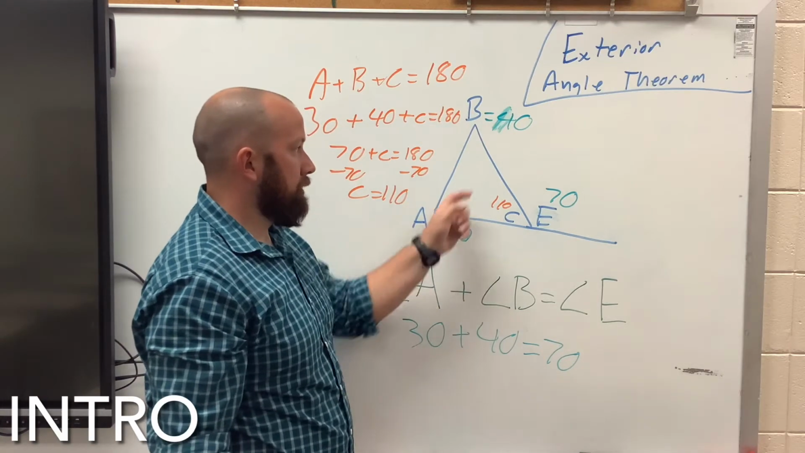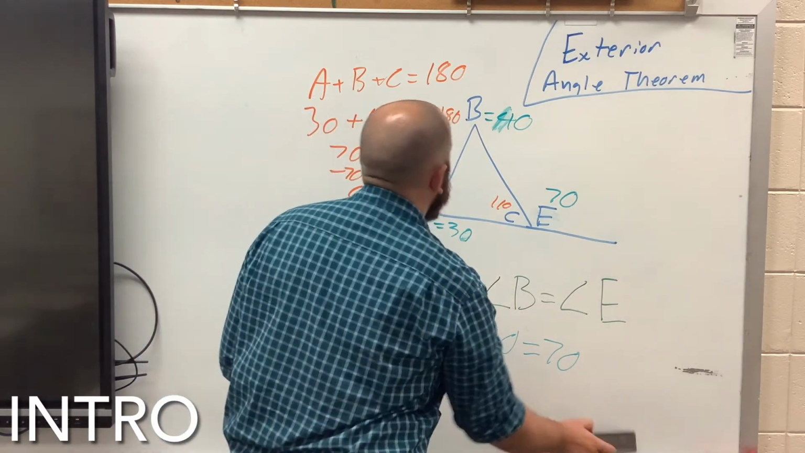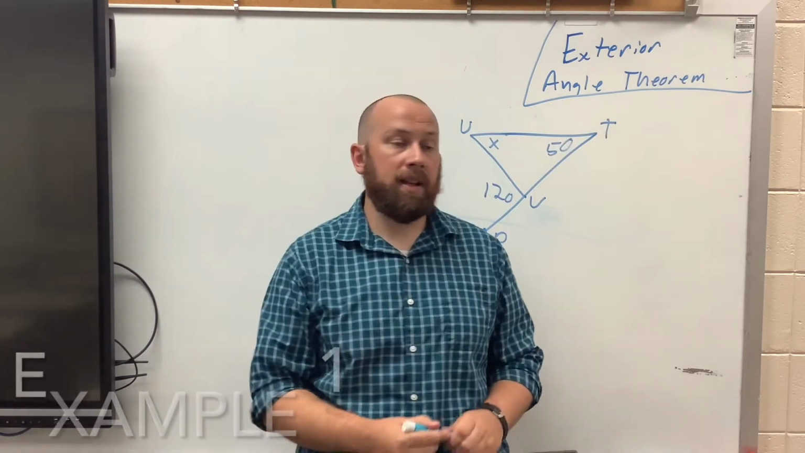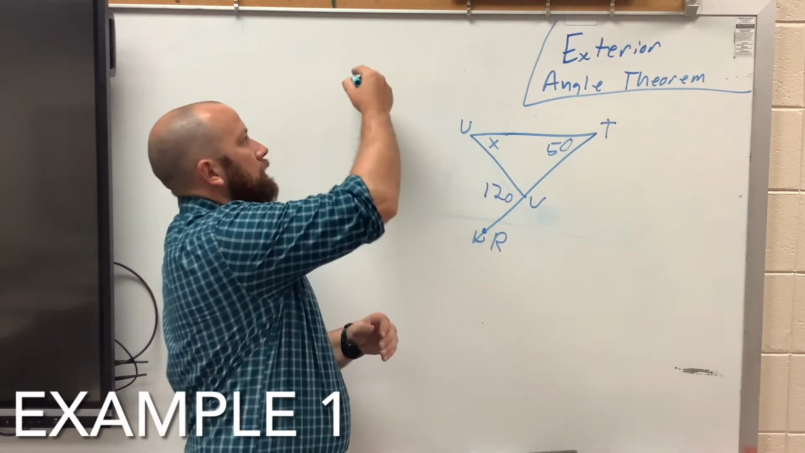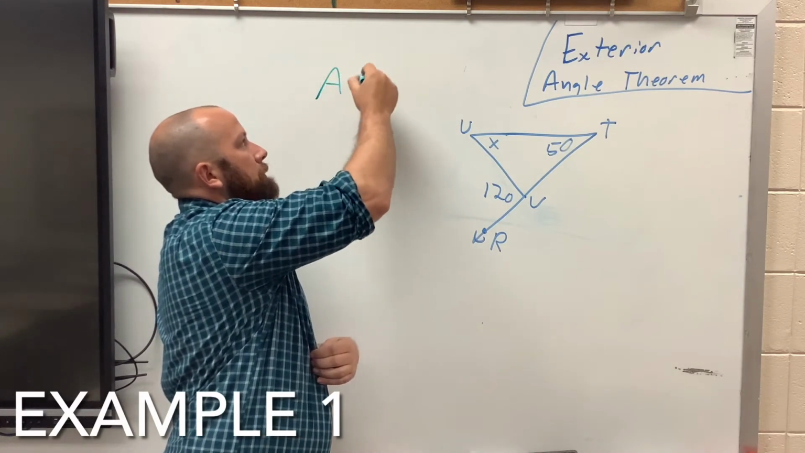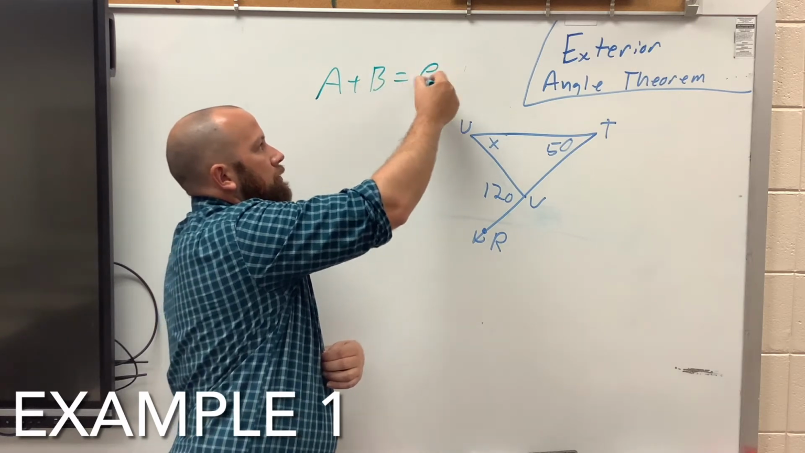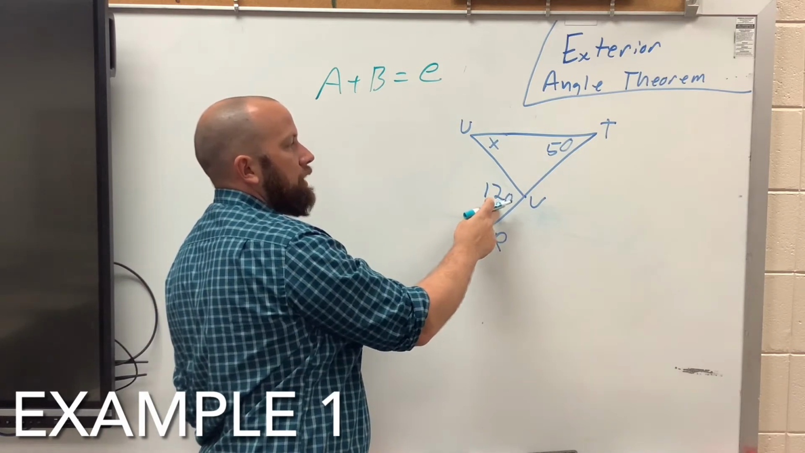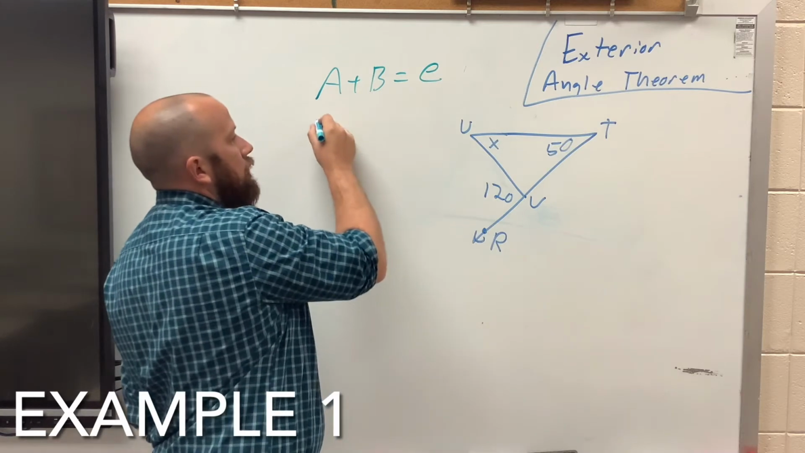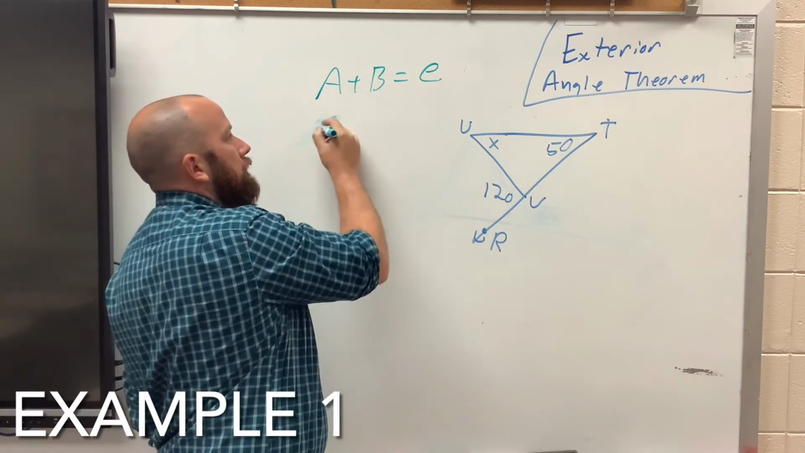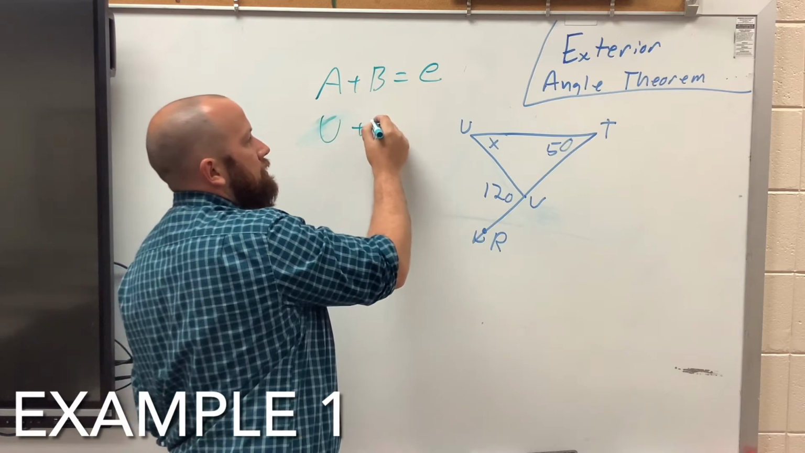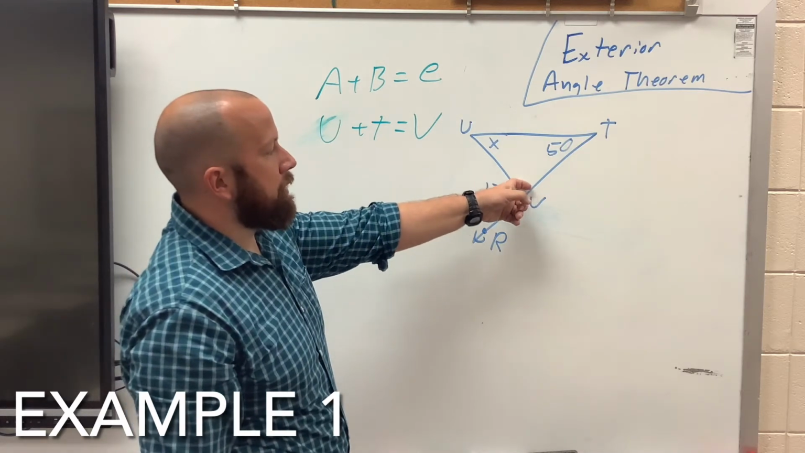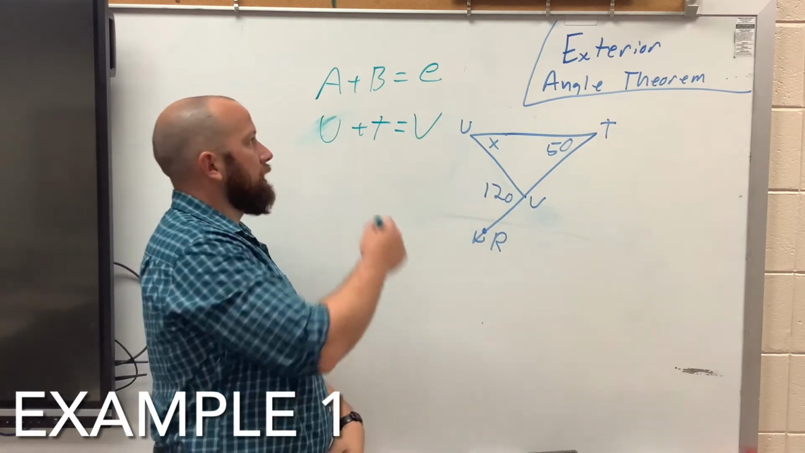So A plus B will always equal E, and you can check it with the angle sum theory if you want to. All right, example number 1. So it's always A plus B equals your E. In this case, it's the two furthest away from it, and this is our E. So our A here is X or U. If you want to rewrite it, you can say U plus T equals V. It doesn't matter. It's always the two furthest angles away from the exterior angle that you're looking at.